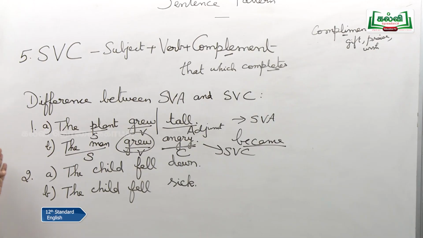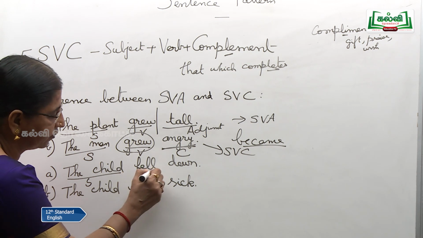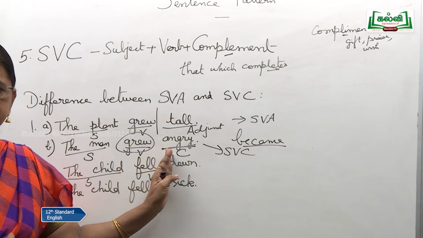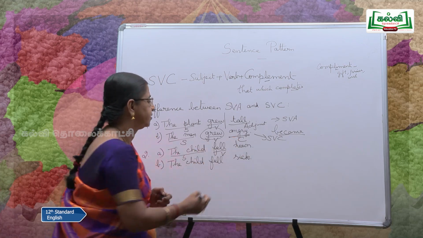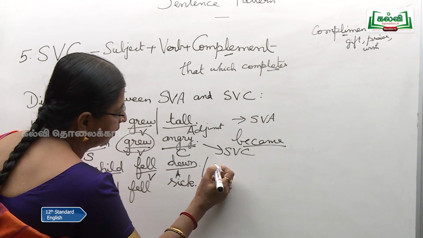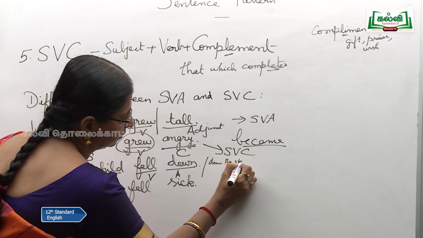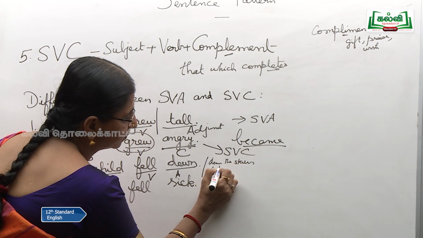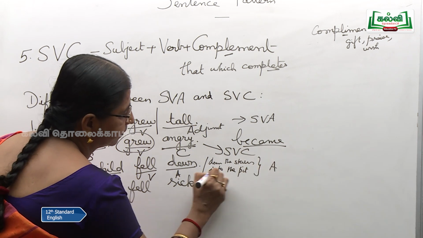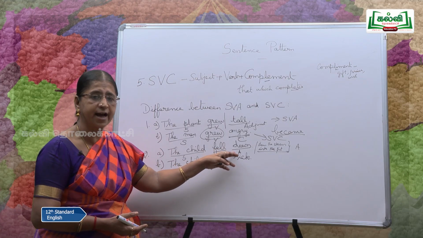Look at the next set, 2A. The child fell down. The child, subject, fell, verb. So when I say the child fell, it indicates the action of the child rolling down and falling. So here down is my adjunct. The child fell down the stairs, into the pit. So that is the meaning. All these indicate the action of the child falling somewhere. So that is the adjunct.